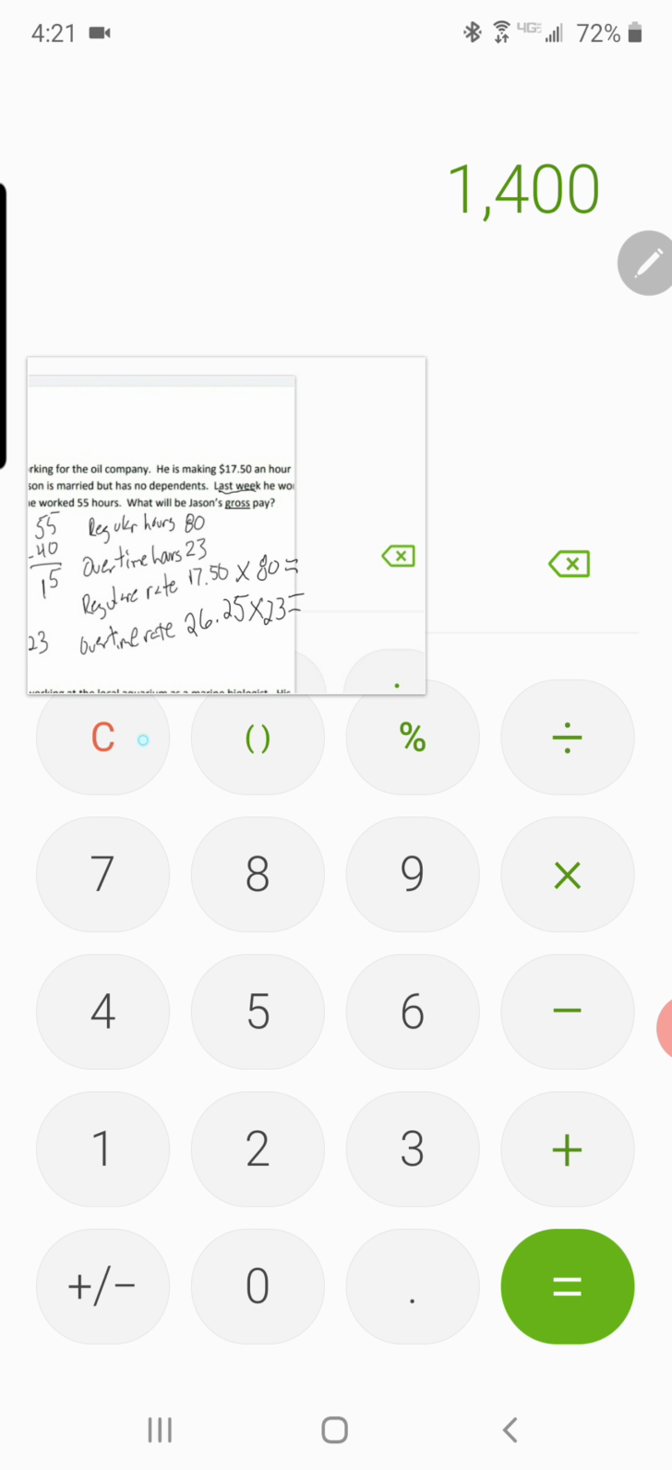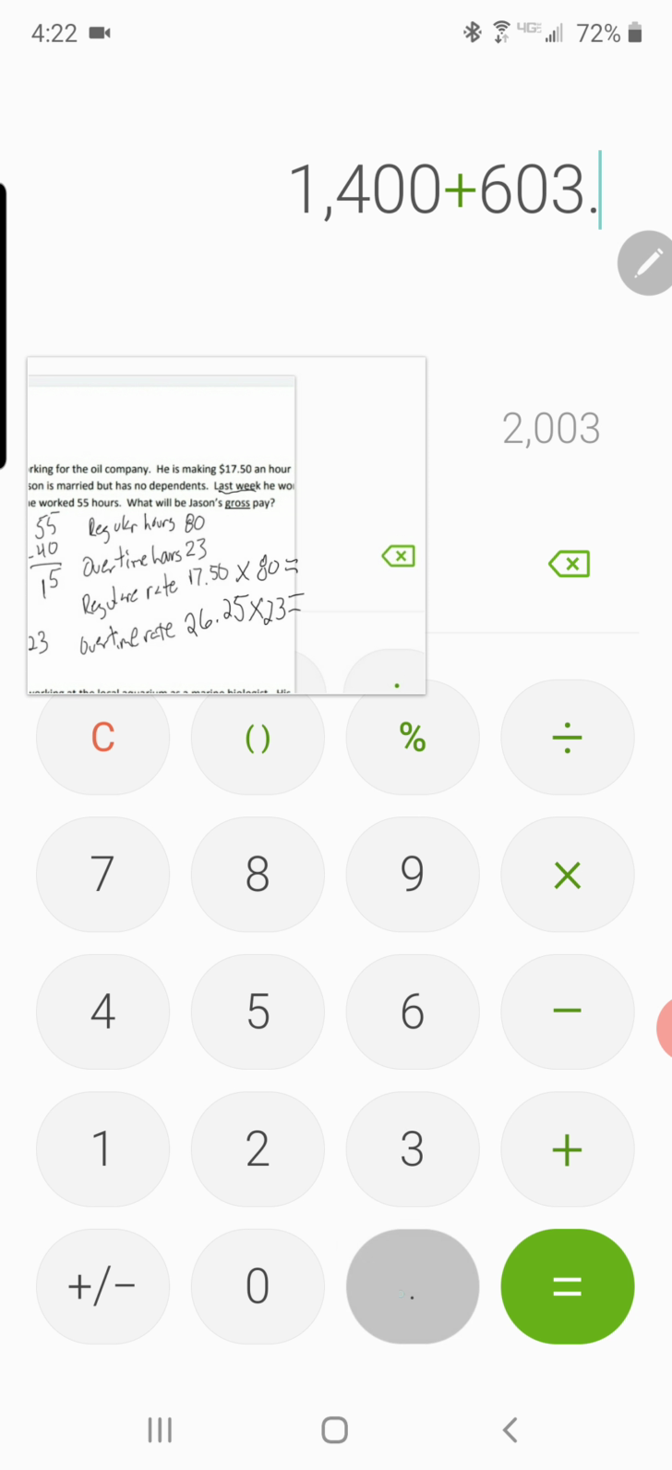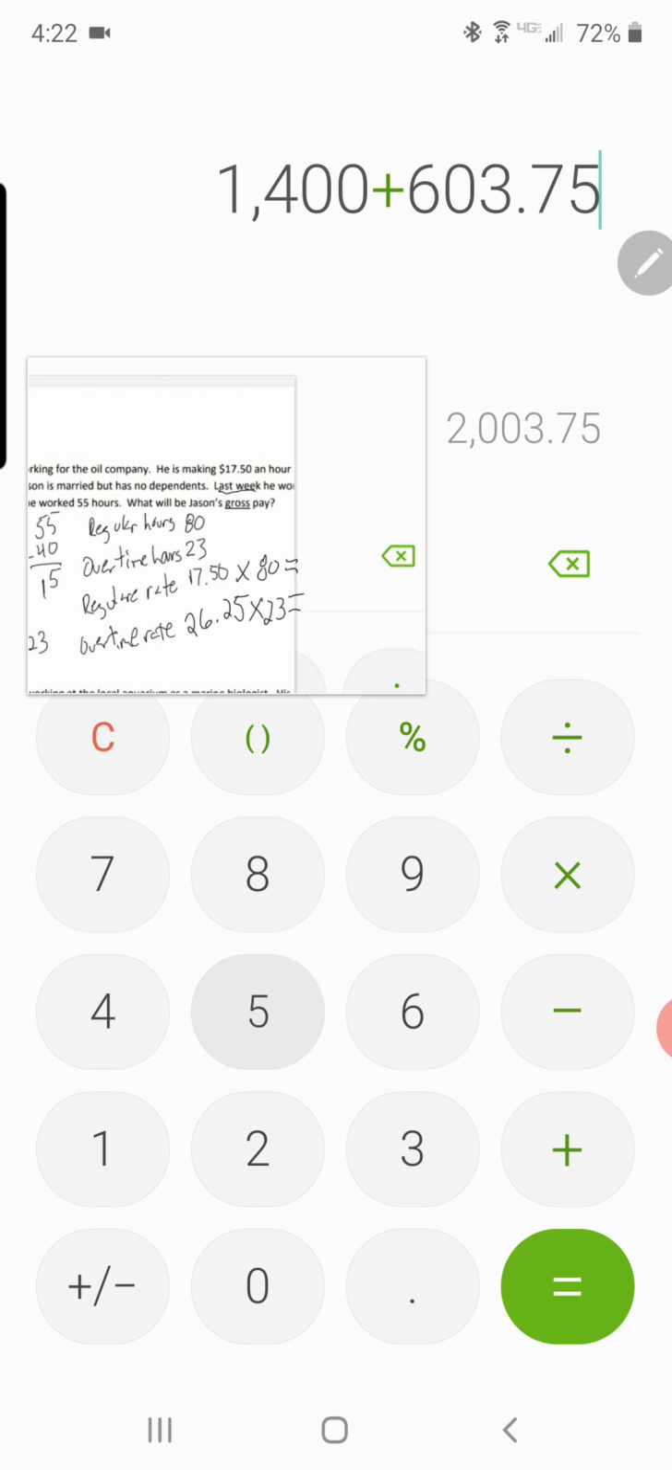So let's find out what he made for overtime. 26.25, once again his overtime rate, times the overtime hours, is $603.75. Of course, we add up those two numbers together. If you don't remember what they were, it's that number plus the 1,400. Once again, 1,400 plus 603.75. All right, so he'll make $2,003.75 in his next paycheck.